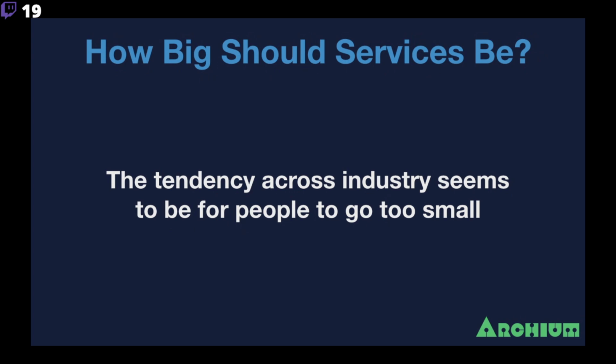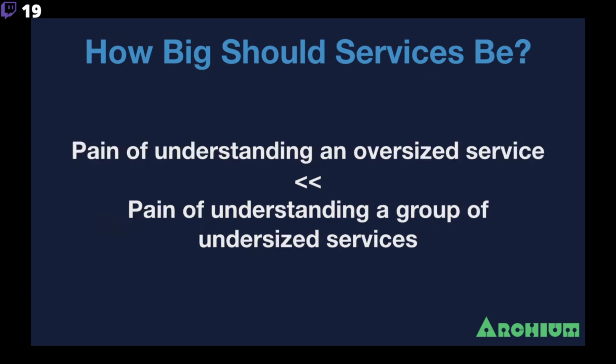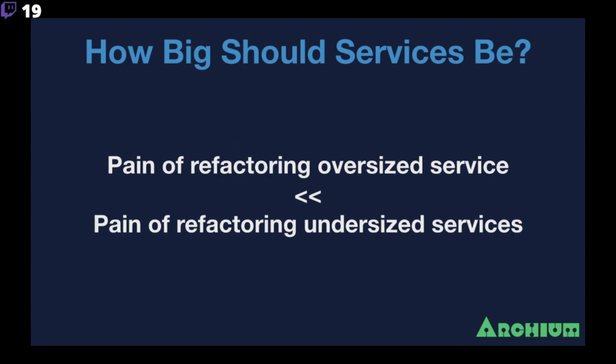And I think in general, once you get away from monoliths, the pain of an oversized service is a lot less than the pain of a group of undersized services. In particular, understanding an oversized service will be easier than understanding a group of undersized services. And also refactoring inside an oversized service, if you find you need to do that, will be much less pain than refactoring things which are in different bits of software and trying to talk over the network. So in terms of that balance, I would say weigh heavily on modeling around domains and keeping things autonomous.